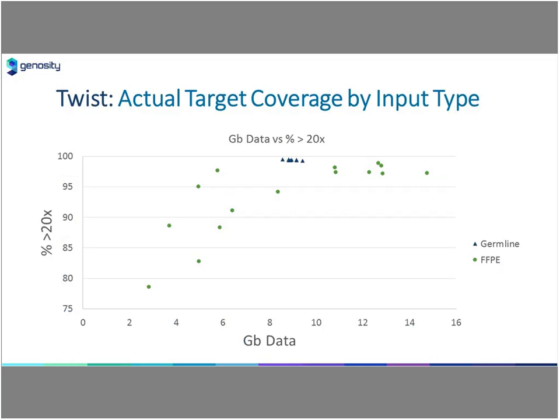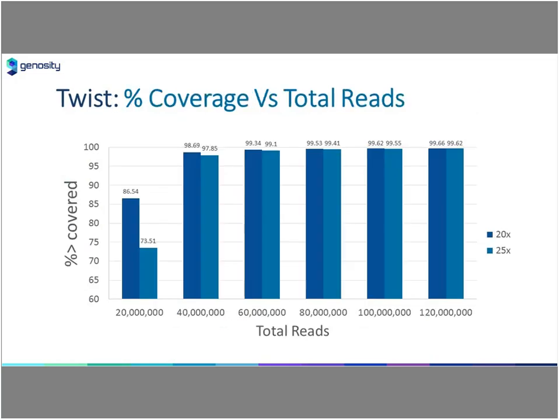If we look at the data for the FFPE samples relative to the germline, and we look at, again, our percent covered on the y-axis and total gigs of data, we see in the blue the germline samples all cluster really well. They all had that 99% mark, whereas the FFPE samples are a bit more scattered. So digging into this a little bit more and beginning to do some downsampling experiments, we wanted to understand whether or not we could explain what was happening on the FFPE side.